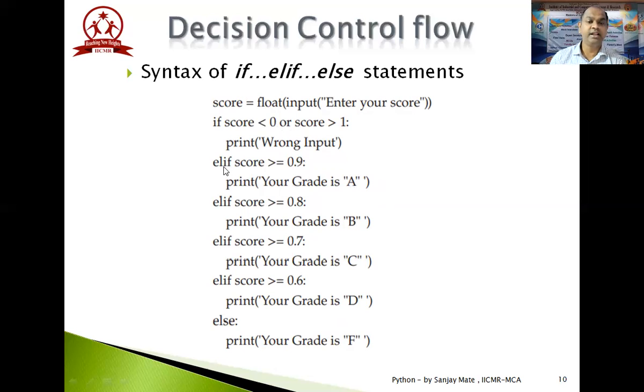See here I am writing elif. Elif score is 0.8, print your grade is B. Elif score is greater than 0.7, grade is C, like this. And at the last I am printing, if no score is between these, that is the default condition, or the last condition which is not satisfied under any if, print your grade is failed. So this is the way you can use the if elif.